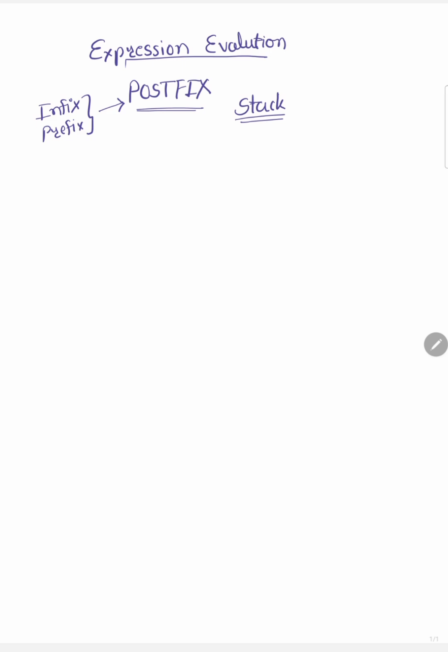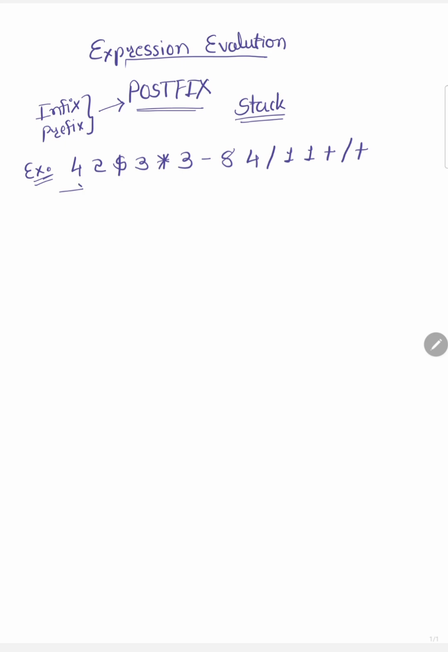So there is one algorithm for it. First I'll explain the concept and then we'll go through the algorithm. Suppose I have an expression, a postfix expression: 4 2 $ 3 * 3 - 8 4 / 1 1 + / +. So this is my example. I have randomly taken it.